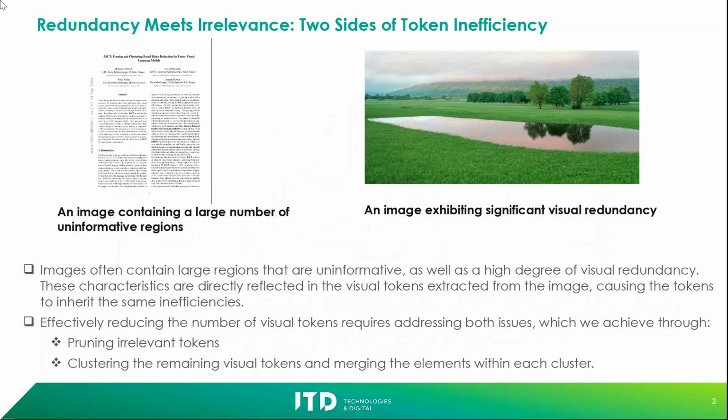It's mainly because images naturally suffer from two problems. First one is the existence of many uninformative regions, like the blank regions in the image on the left, and the second one is the existence of many redundant regions, like the grass in the image on the right. So to efficiently reduce the number of visual tokens, we need to address both of these problems. We propose to do this by first pruning unimportant tokens and then merging similar ones.